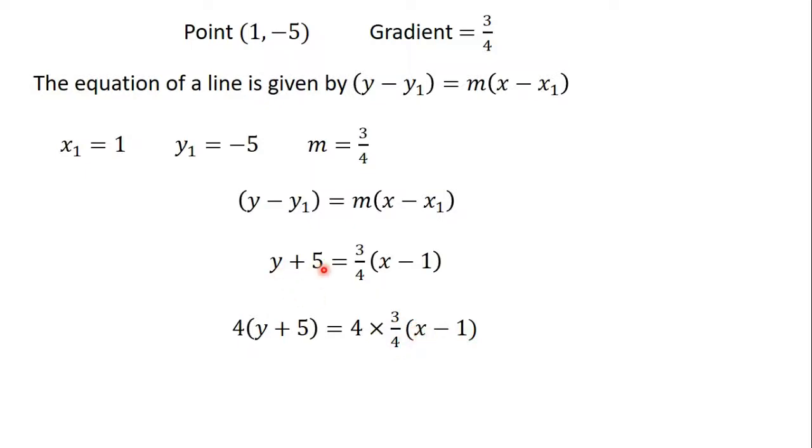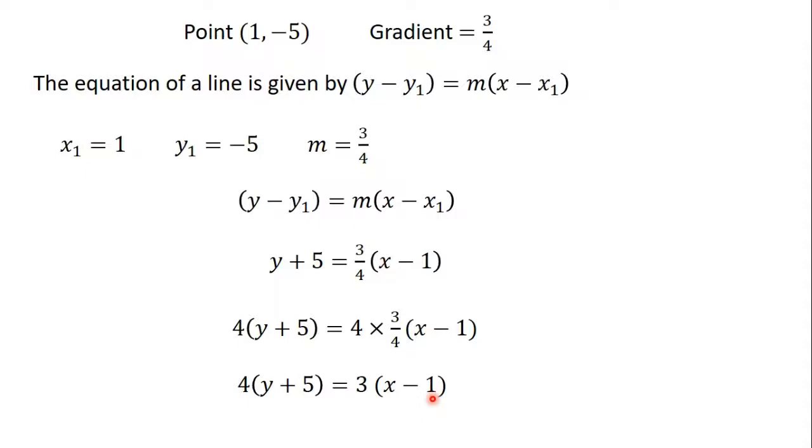Y + 5 is a binomial. So if you are multiplying 4 by a binomial, we will put the binomial in a bracket. We learned this under algebra. So we will have 4(y + 5) = 4 times 3/4 (x - 1). 4 will cancel 4, and this will give us 4(y + 5) = 3(x - 1).